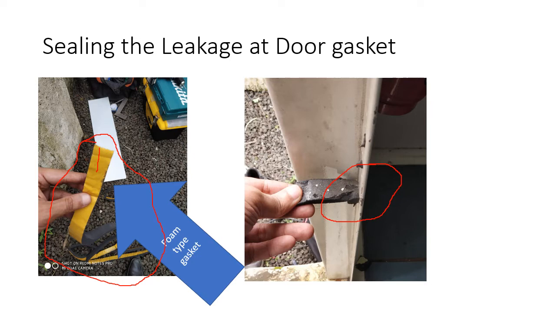After that if you close the door, the door gasket and this gasket will sit face to face with each other, and whatever gap is there will be removed easily. This solution is very handy, speedy and economical. So kindly look for the foam type gasket from the nearby hardware shop and fix it wherever you see the leakage, especially on the door frame.